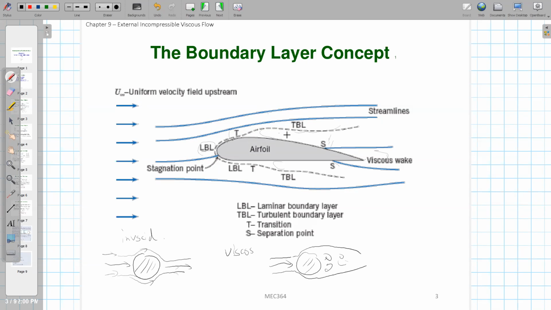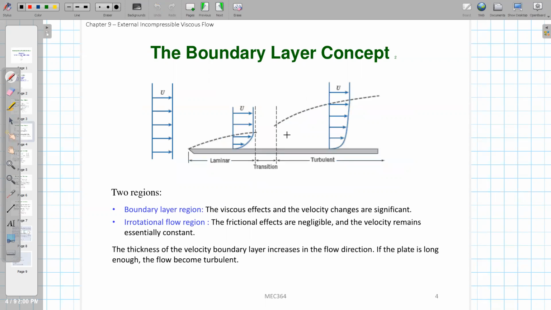The second thing I want you to know is that whether the flow is inviscid or viscous, your flow pattern will change a lot. So keep these things in mind. And for the boundary layer problem, the external viscous flow problem, the most common benchmark problem we use to study is the flow over a flat plate.